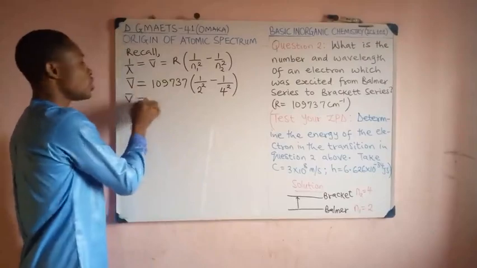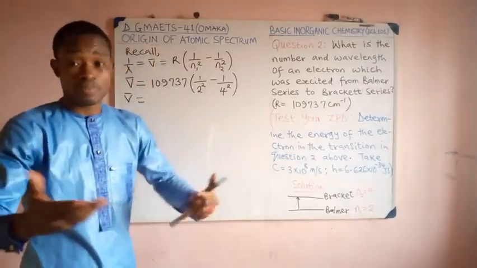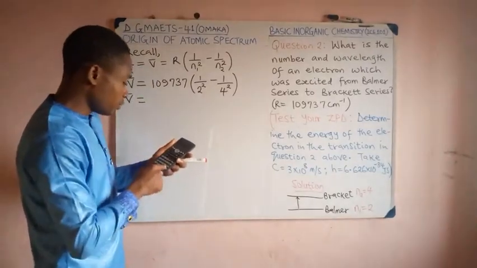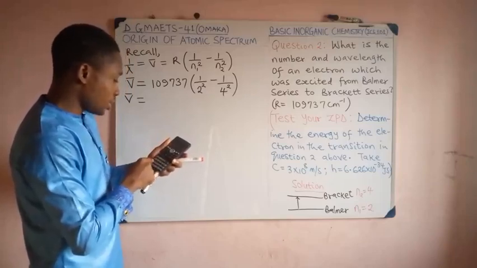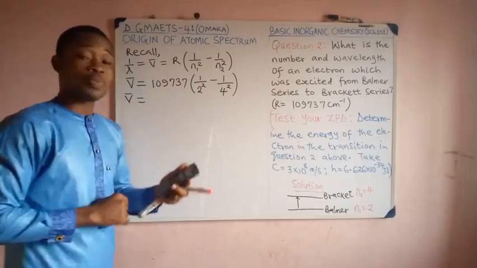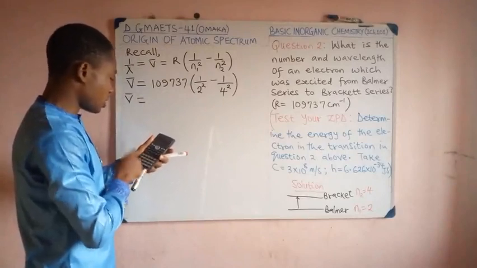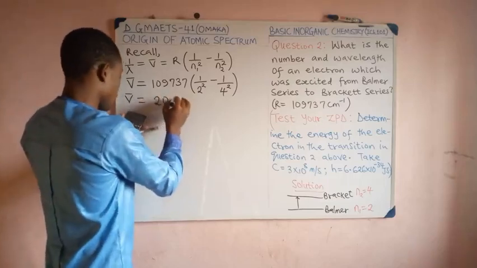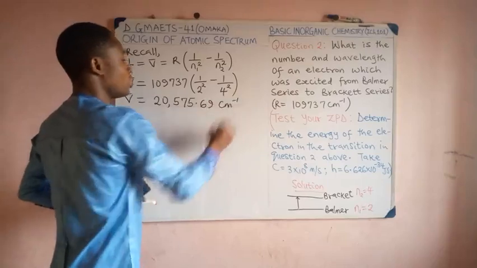Now you notice that I didn't do any conversion here. I used the per cm value, and then my result would carry obviously centimeter, we know that. So 1 over 2 squared is 4, then minus 1 over 4 squared is 16. Multiplying that gives me 0.1875, so I'm going to multiply it by 109737. Alright, so the value here is 20,575.69. Remember, the unit will be per cm.